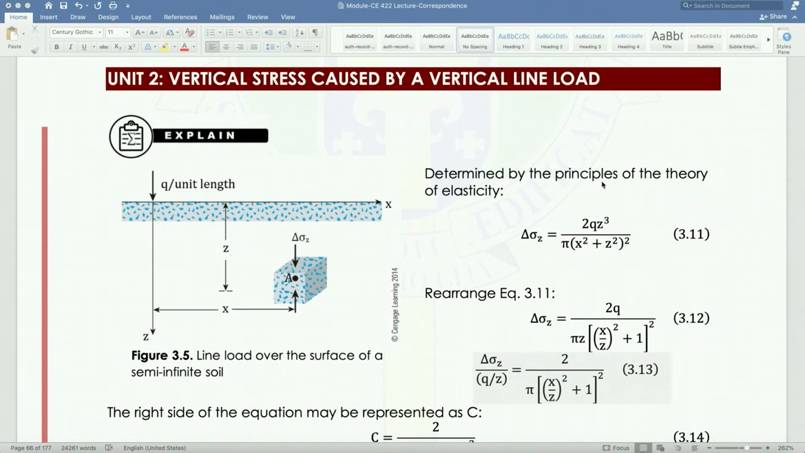So determined by the principles of the theory of elasticity, delta sigma z is equivalent to 2qz cubed over pi times quantity x squared plus z squared raised to 2. So this would be our working equation. Again, for this case, we are going to have two solutions. First solution is by this equation, and second solution is through the table.